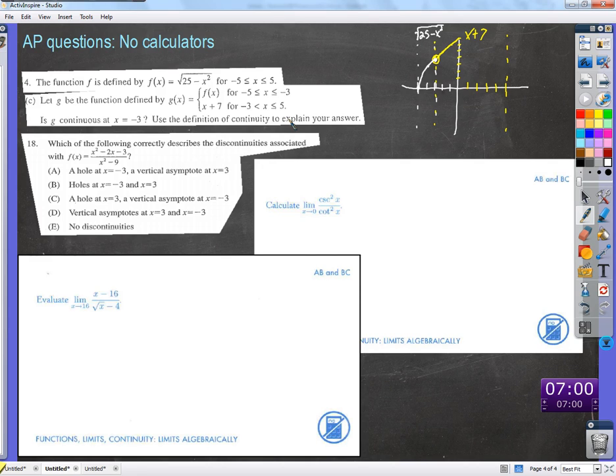Which of the following correctly describes the discontinuities associated? What do we have to say about that? C. C, a hole at 3 and a vertical asymptote at negative 3. Okay, how are we so sure? Because if you plug in negative 3 for x, you get 0 on both the numerator and the denominator. If you plug in 3, then you get it just from the denominator, which by its own definition makes the hole at 3.